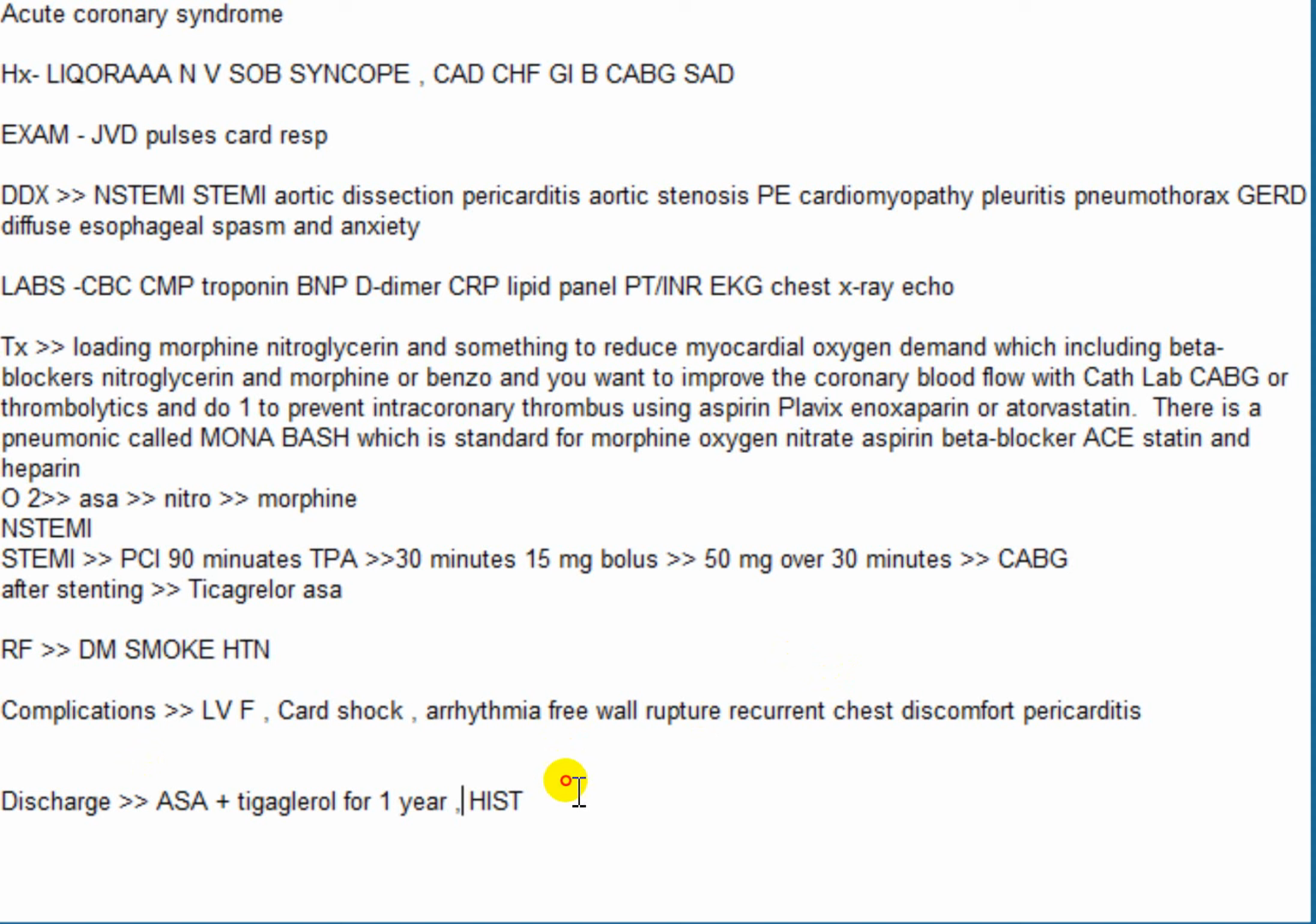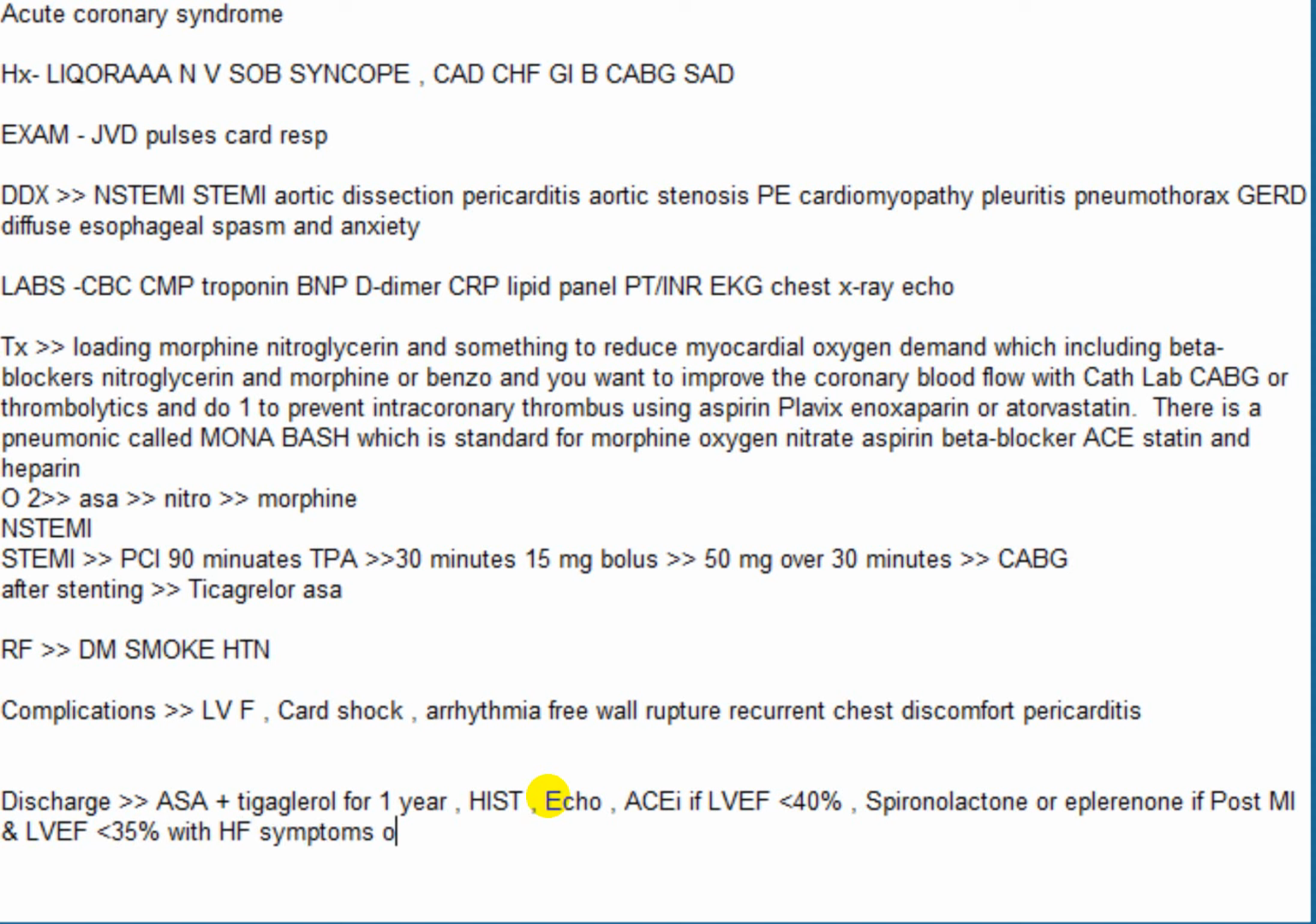And then echo, you want to order that for sure. You have them echo scheduled either inpatient or outpatient. And then you add an ACE inhibitor if LVEF is less than 40%. Okay, and then you can add Entresto as well if there's HFrEF, or spironolactone, or eplerenone if post-MI and left ventricular EF less than 35% with heart failure symptoms or diabetes.